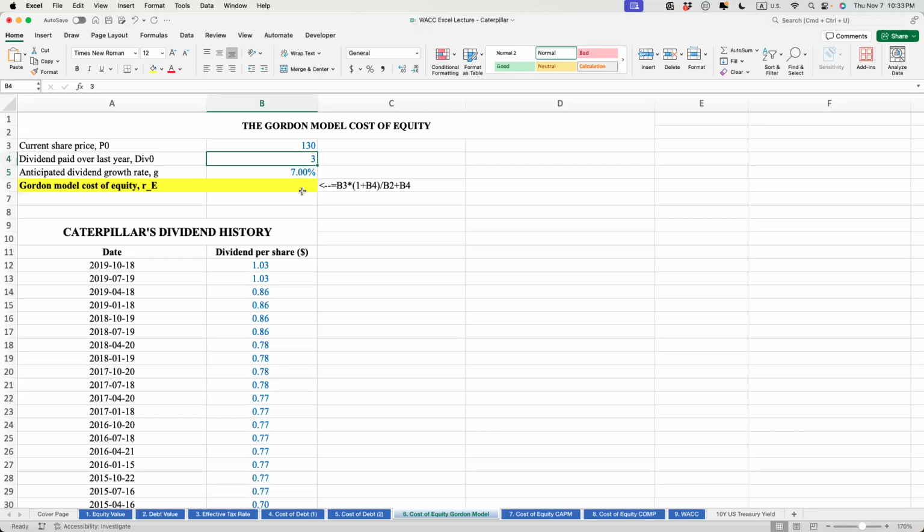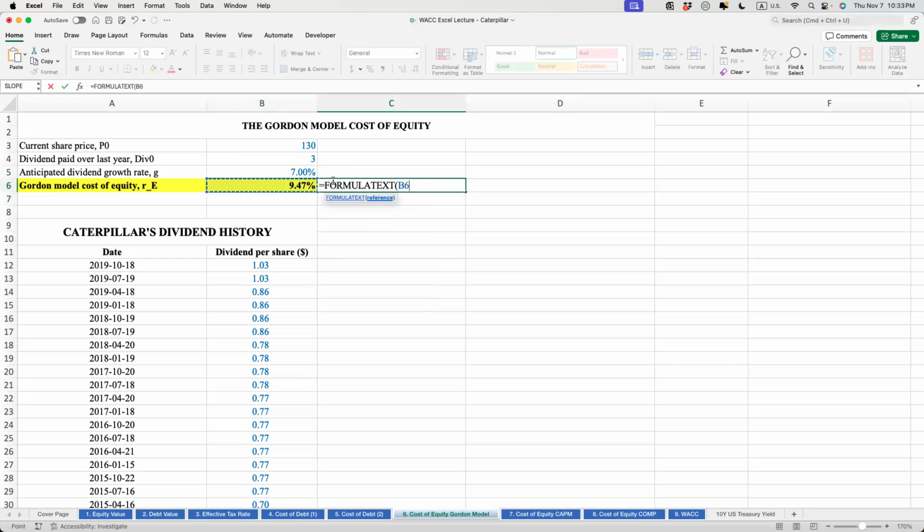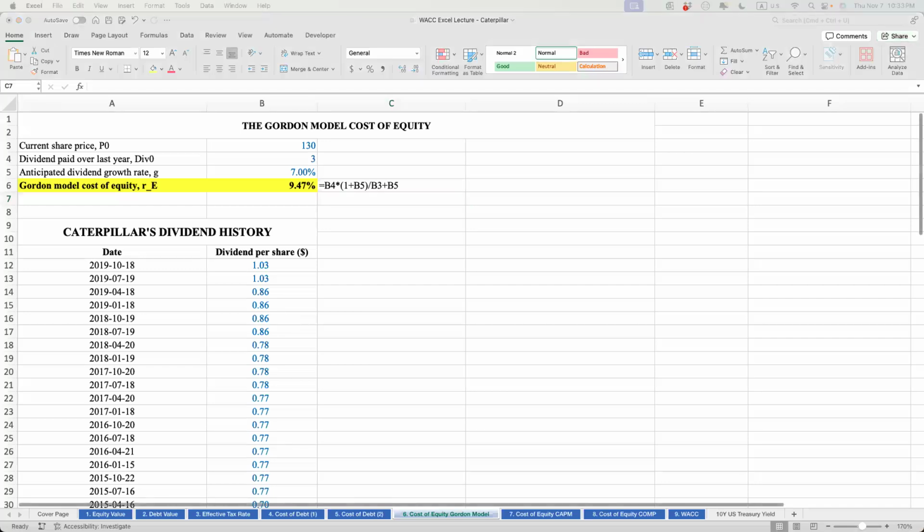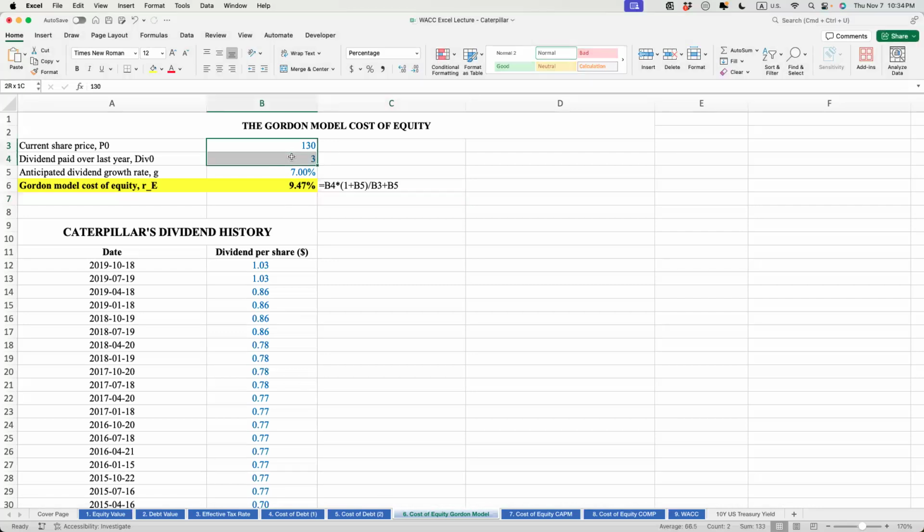payment for future, then you can basically just start using the Gordon model function that is equal to dividend over last year multiplied by 1 plus the growth rate and divided by share price, and plus the growth rate. This will be the way to solve cost of equity using Gordon model. So if you understand this, then pretty much, as I mentioned, these two values are easy to find online. The only thing you do need to estimate will be the growth rate.